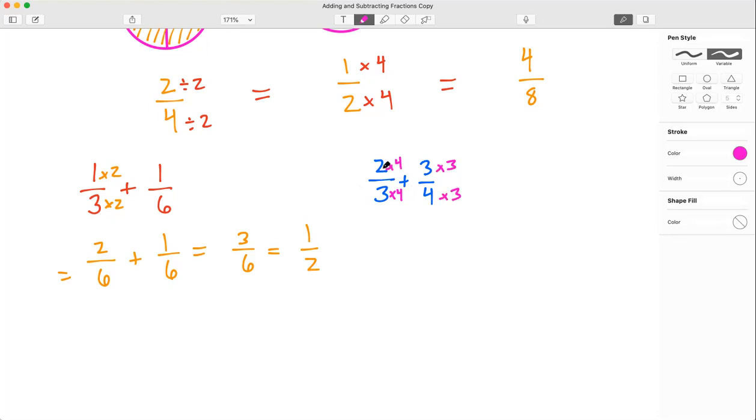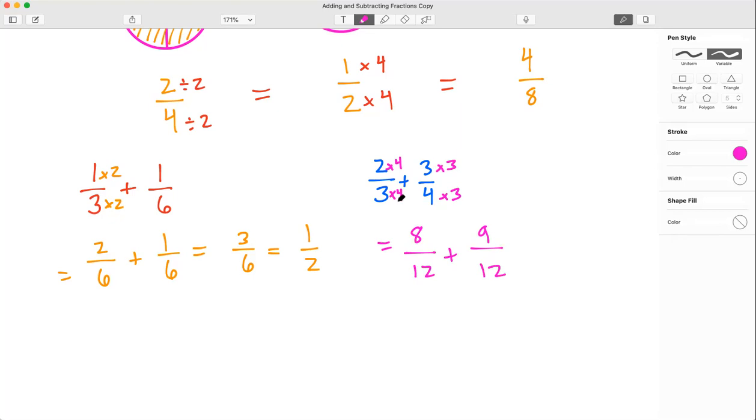Watch what this does, okay? 2 times 4 is 8. 3 times 4 is 12. Well, you can see we're going to have the same denominator, right? And then plus, see, 8/12 is the same as 2/3. 3 times 3 is 9. 4 times 3 is 12 again. Okay, good. Now we have the same denominator.